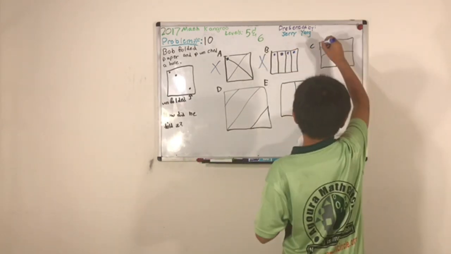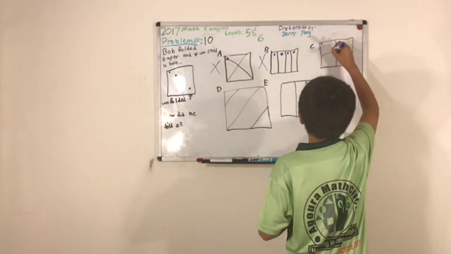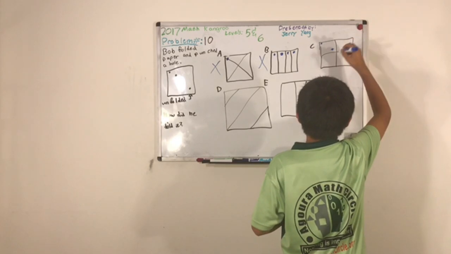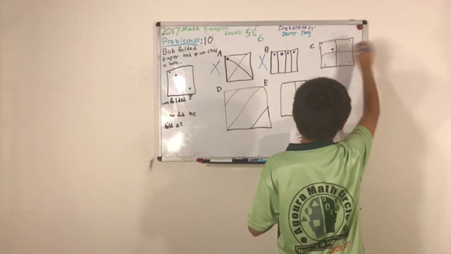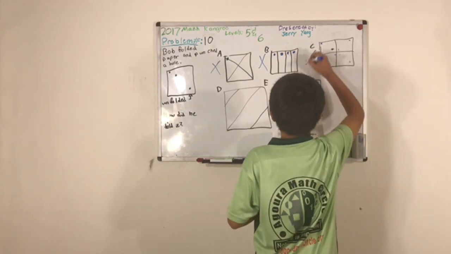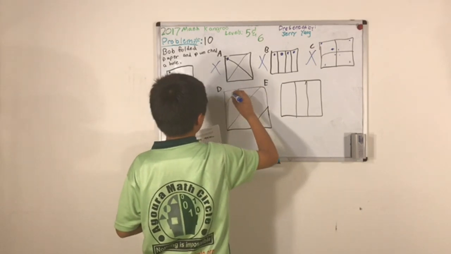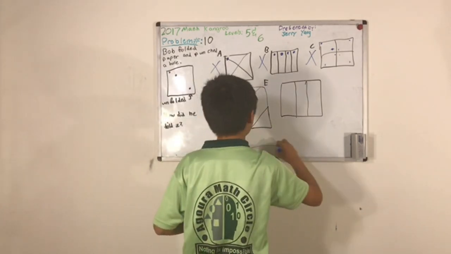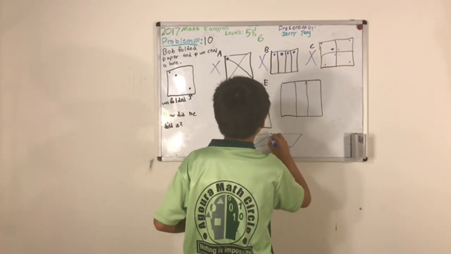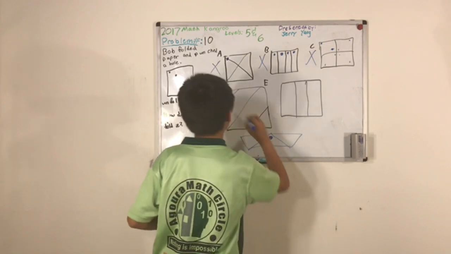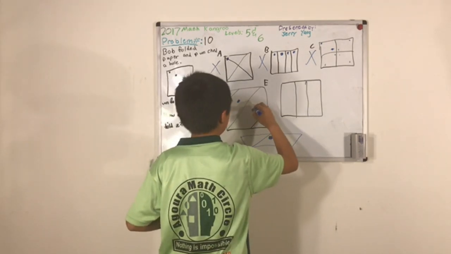C cannot be it because he'd have to punch this one 2 times. And when that reflects over, it doesn't work because then you have it reflected all over here and it makes an X, not just a diagonal. So C cannot work. D works because if he folds this figure up, then he gets something like this. And when he has this, if he punches a hole right here and unfolds it, then we get this pattern where it's like this, this, this, and this.